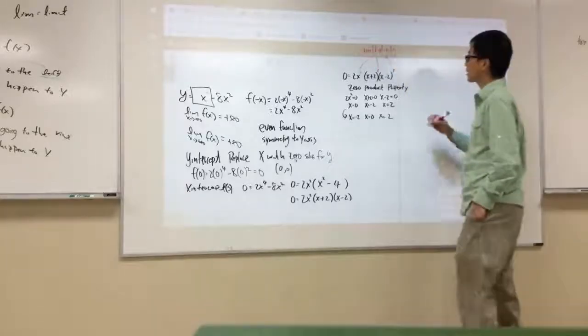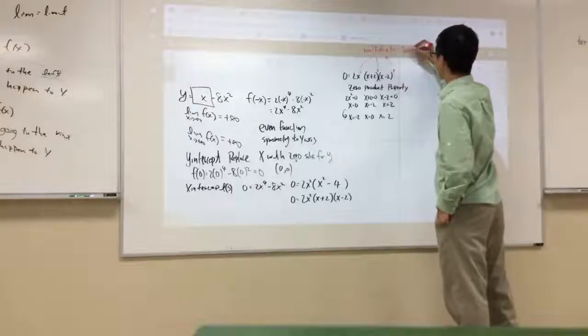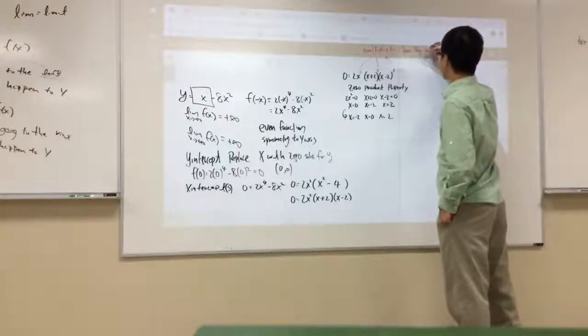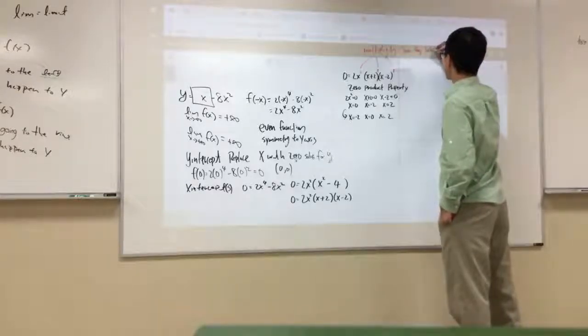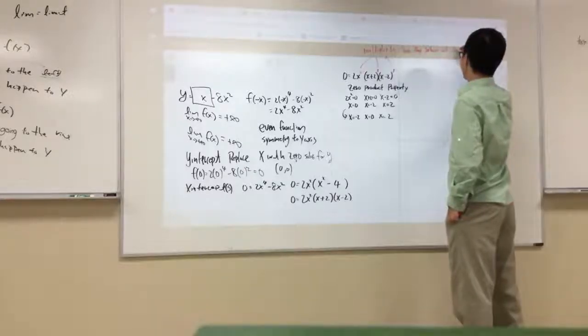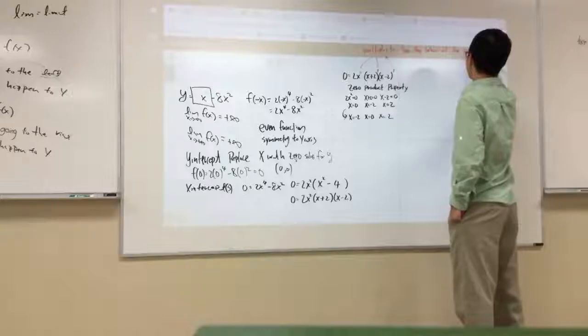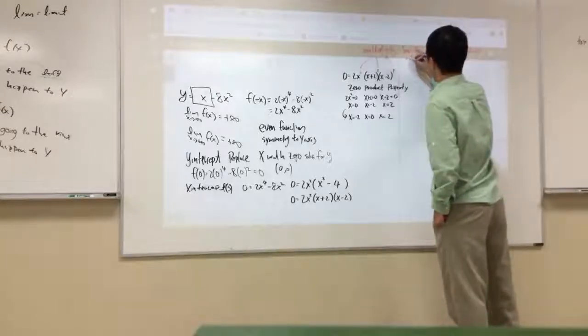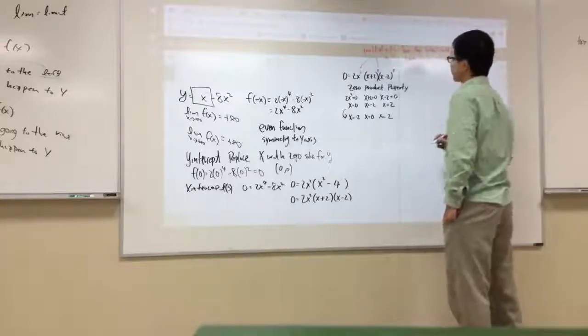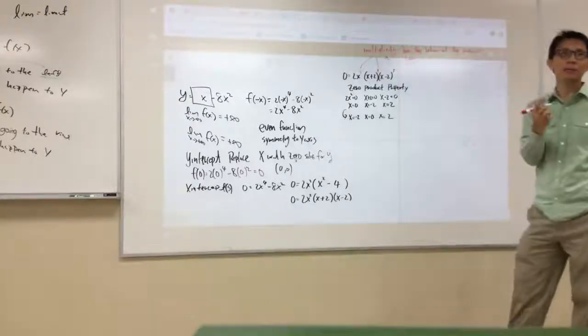Multiplicity is how they behave at the particular zero. Basically, there are a few possible situations.